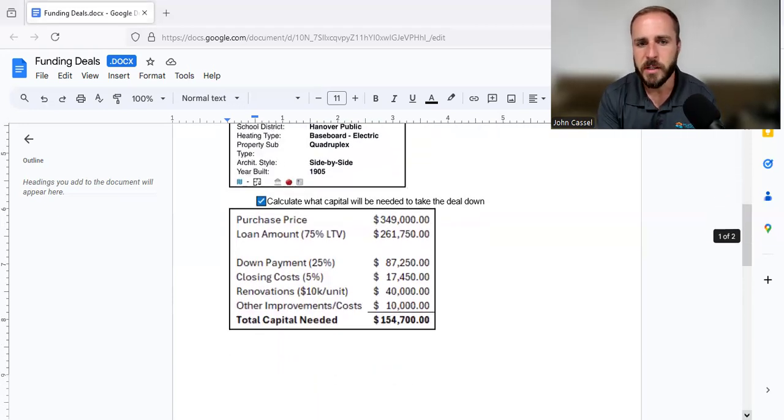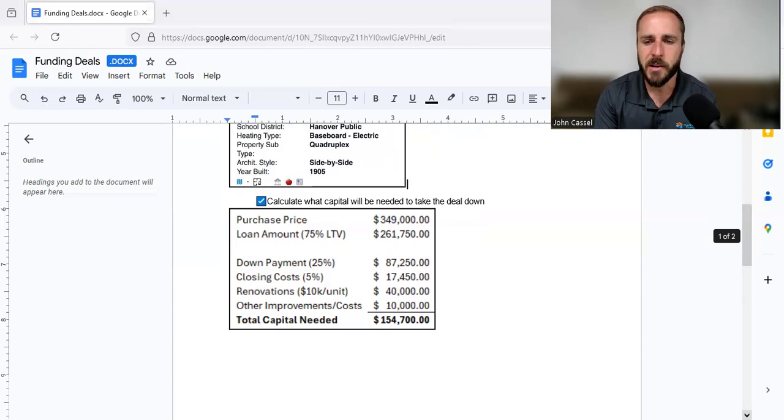So the next thing that you'll need to do is calculate what capital will be needed to take down that deal. So I have that broken down here. You look at purchase price at 349. Let's just say, for example, you're getting a loan for 75% loan to value. That means the loan's going to be 75% of the purchase price. So you'll be required to bring that other 25% as a down payment.